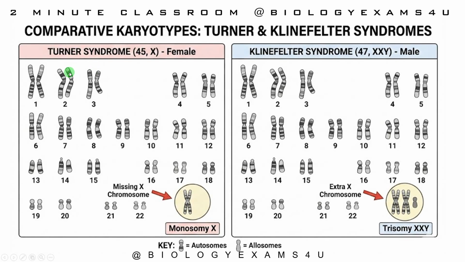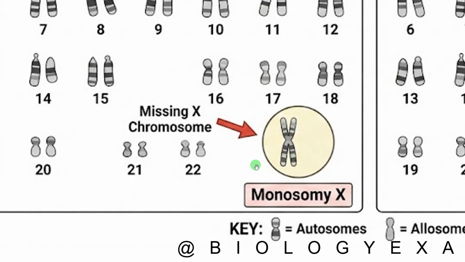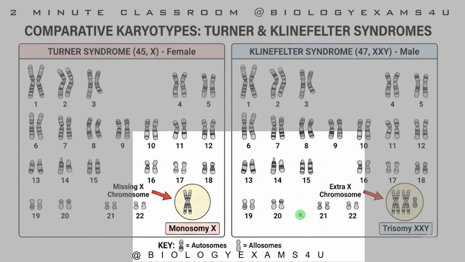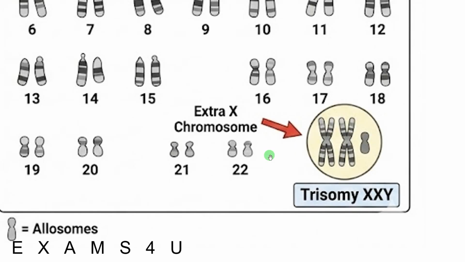So this is a karyotype of Turner syndrome. As you see, there is a missing X chromosome or monosomy. Let me zoom in. So there is a missing X chromosome or monosomy in the case of Turner syndrome. Whereas in Klinefelter syndrome, you can see an extra chromosome here. That is, trisomy leads to Klinefelter syndrome.